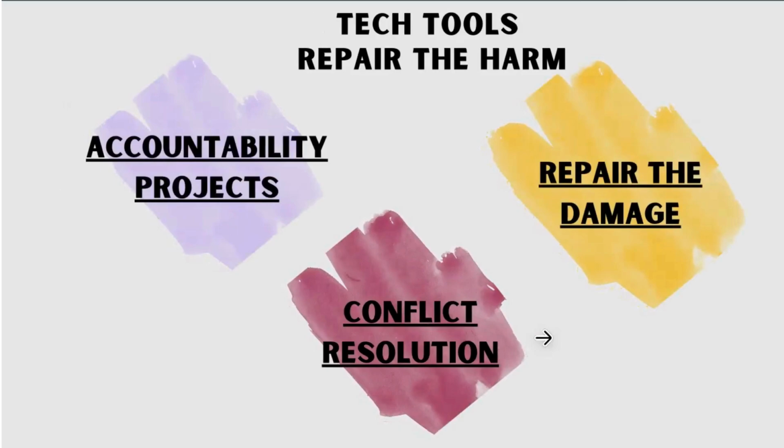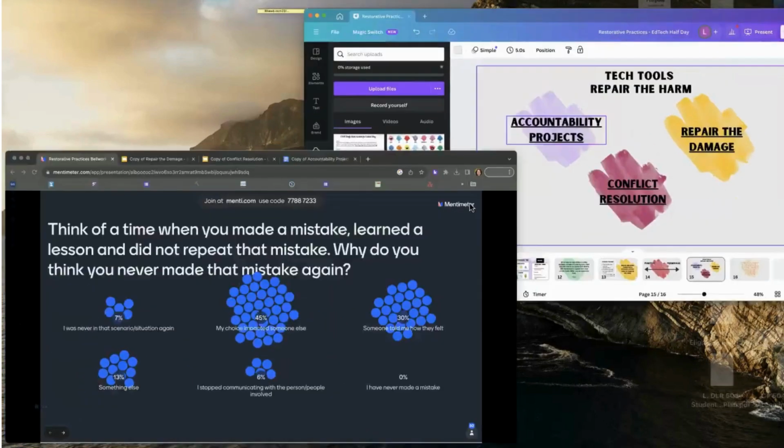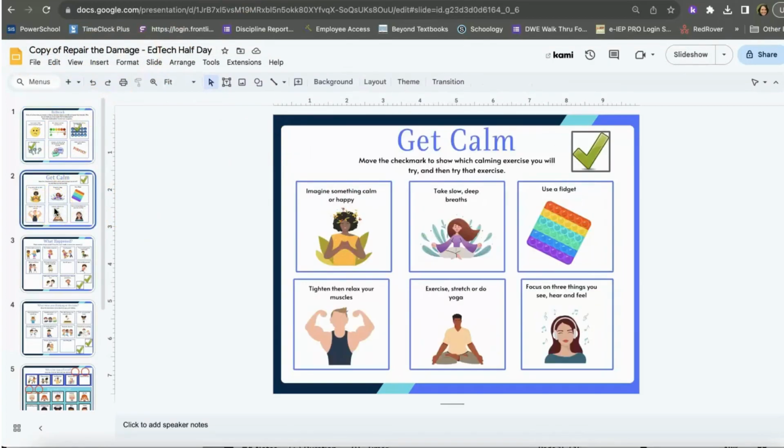So I'd like to show you these 3 resources that can help students repair the harm on their own. All of these are links, and again, it'll force a copy for you. I've already done that, so I'm going to jump over here to the different resources. This one had the bell work for us, but it's called Repair the Damage or Repair the Harm.